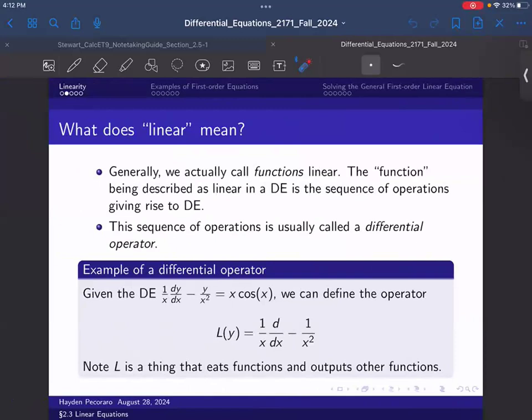Note that when I write this operator down, you can think of this part as multiplying by 1 over x. So you multiply the function y by that. And then in the first part here, you want to take the derivative and then multiply by that.